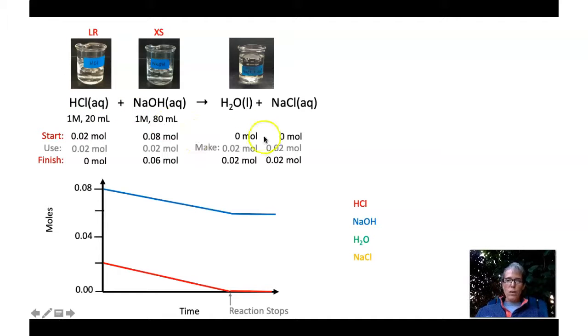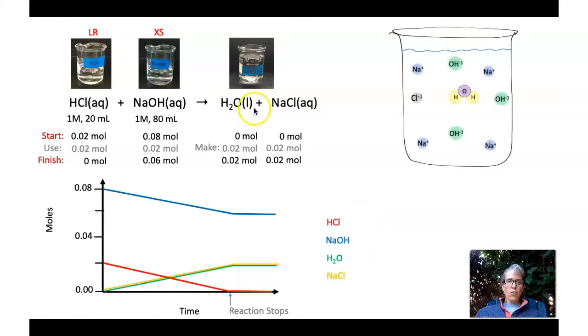Now with the products, we're going to start at 0 and end up at 0.02 for both of them. So we should have a green line for water and a yellow line for salt that go just like that. Notice they also plateau when the reaction stops. And one more thing to notice, if we were to calculate the slope of the green and yellow lines, it would be the same but opposite of the red and blue lines. And again, that's because our reaction coefficients are 1-to-1-to-1.